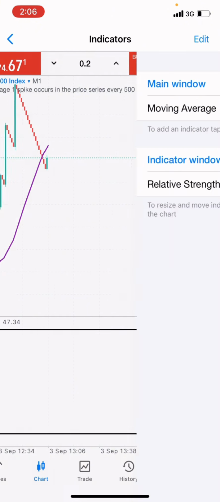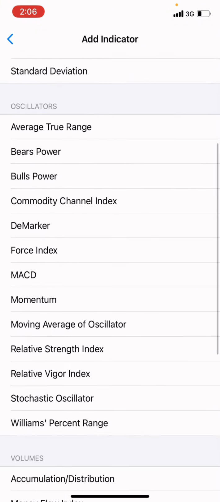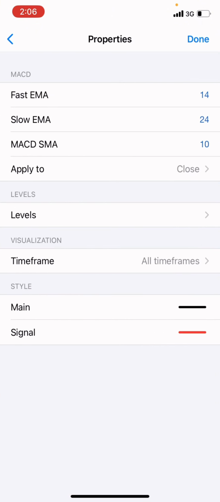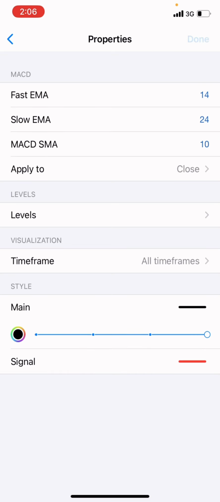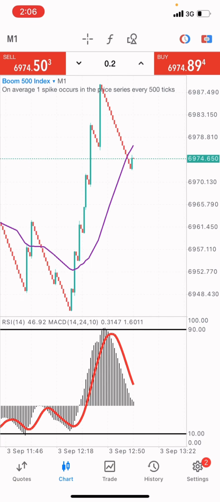So we're going to use the MACD indicator. Put it on indicator window 1, fast EMA 14, slow EMA 24, the MACD SMA 10. You apply to close, then the style and the main on, 4 pixels with the color of black. Then that's it for those 2 indicators.